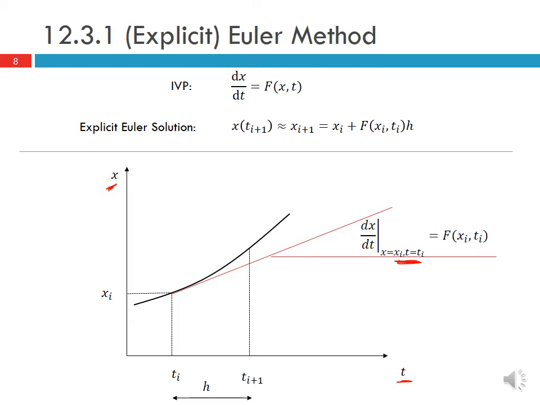So this is our step size h, ti plus 1 minus ti. And our next estimate is just equal to our old estimate plus the rate multiplied by h. So that gives us our xi plus 1. And you can see the difference between the estimate and the actual value is this error, true error E i plus 1.